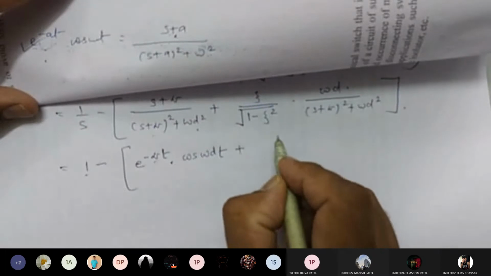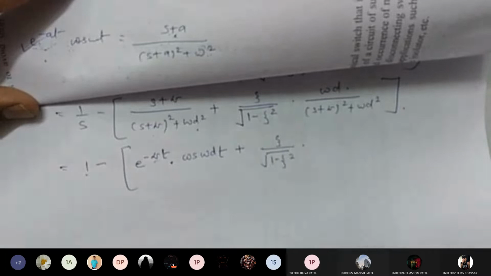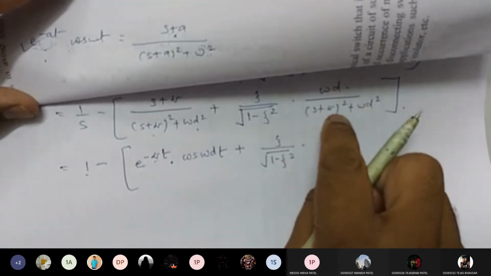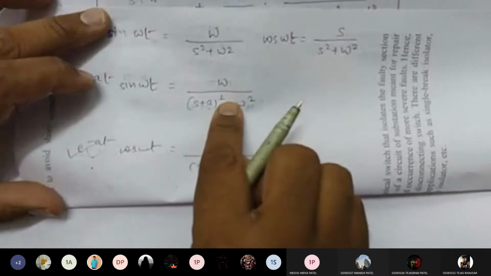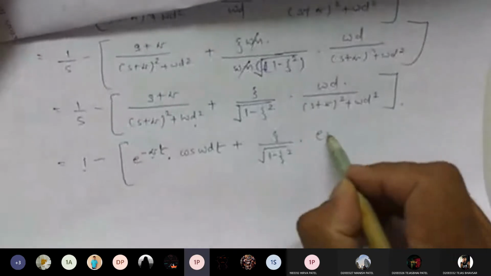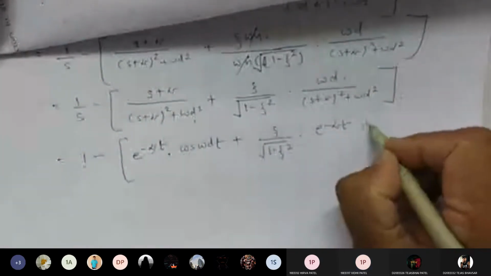Plus zeta upon under root 1 minus zeta square into, what will be the answer of this? Omega d upon (s plus alpha) whole square plus omega d square. Is it the same? Your answer, sir: e raised to minus alpha t, cos or sine? Sine omega d t.